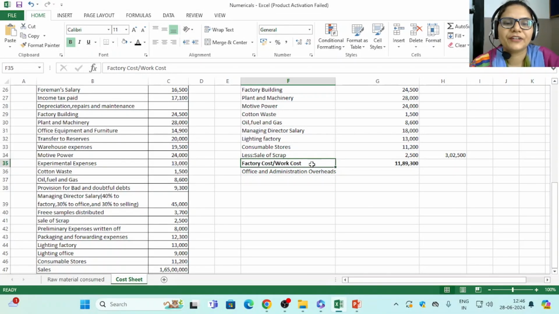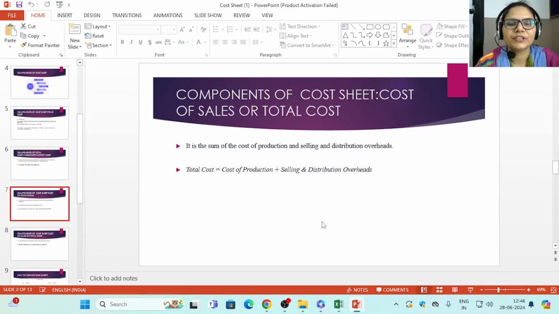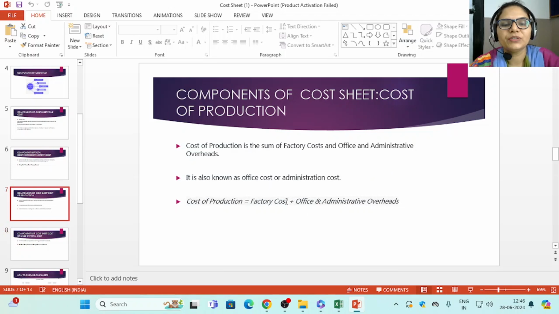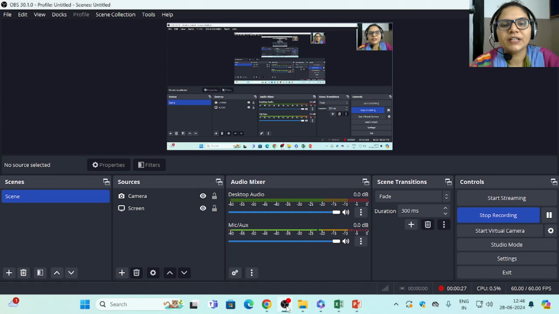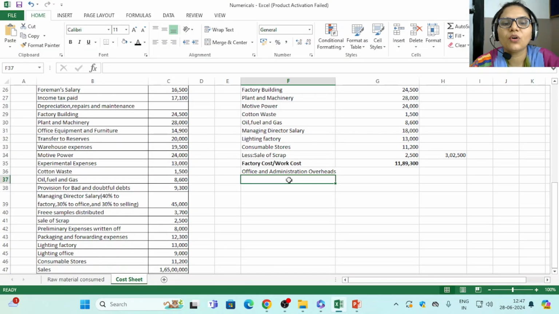After calculation of factory cost and work cost, now let us start with office and administration overheads. As we have already discussed, office and administration overheads, when added to the factory cost, will give you the cost of production. Office and administration overheads are the expenses related to the office of the organization and all administrative works. Let's see what office and administration expenses are given in the question.